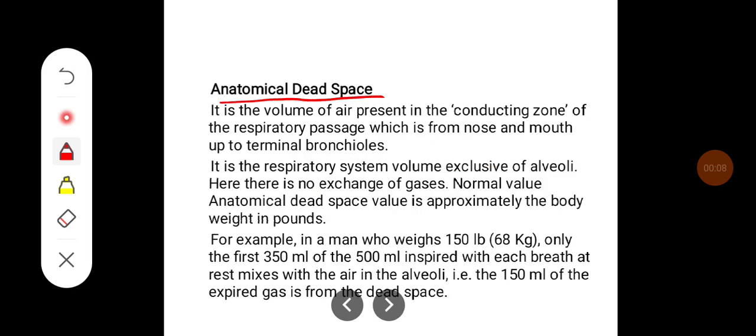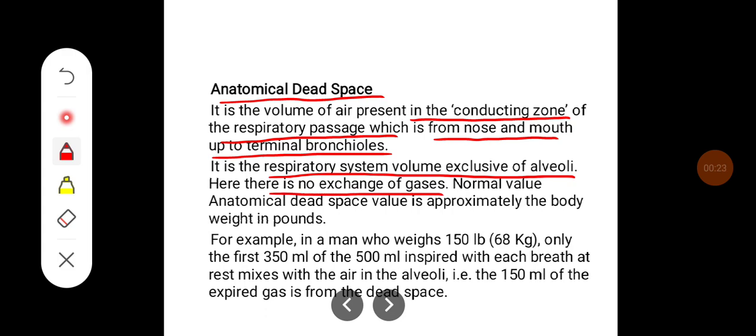Anatomical dead space. It is the volume of air present in the conducting zone of the respiratory passage, which is from nose and mouth up to the terminal bronchioles. It is the respiratory system volume exclusive of alveoli. Here there is no exchange of gases. The normal value of anatomical dead space is approximately the body weight in pounds.